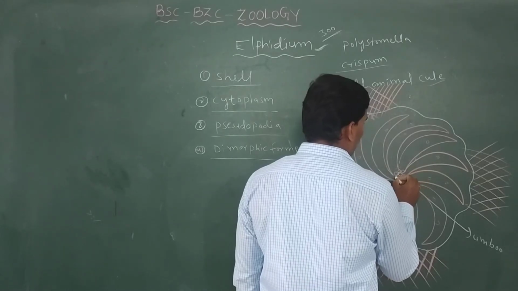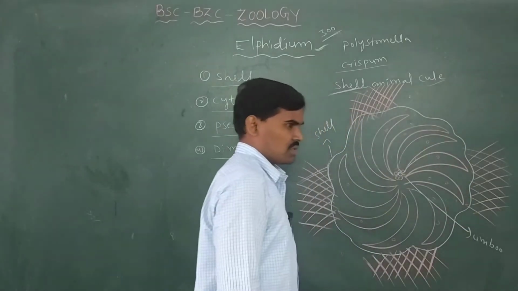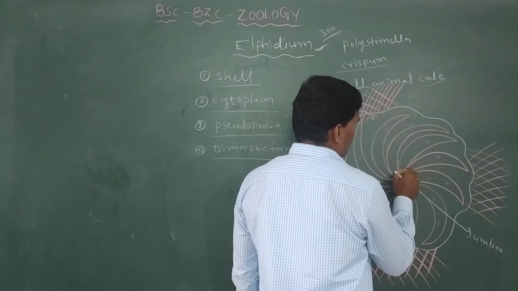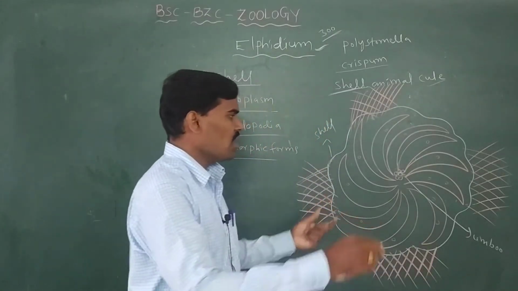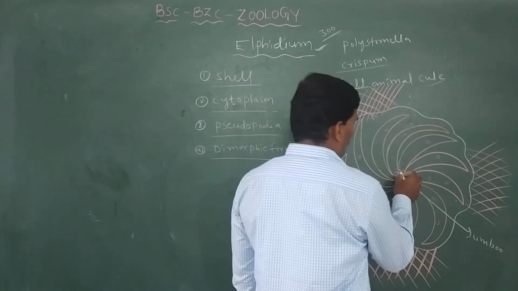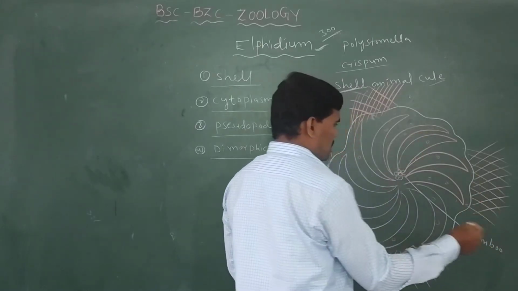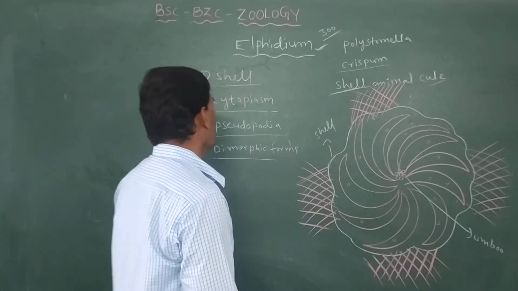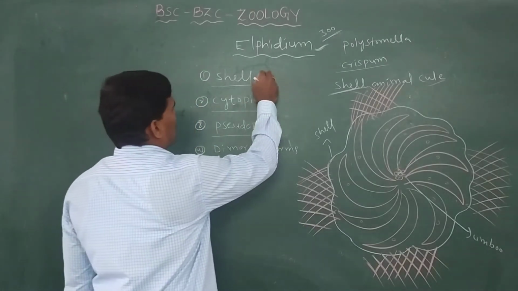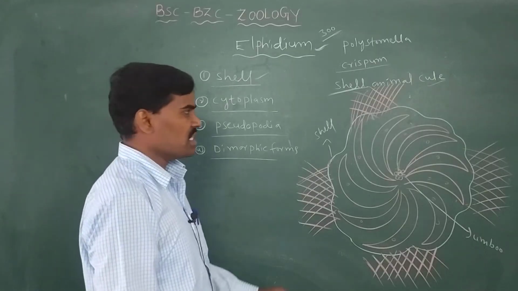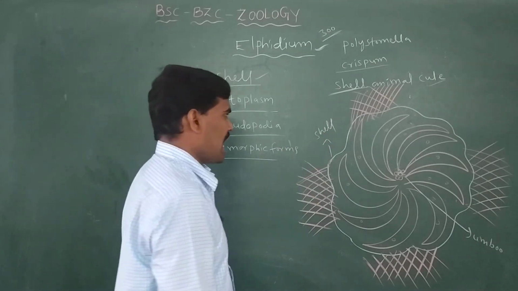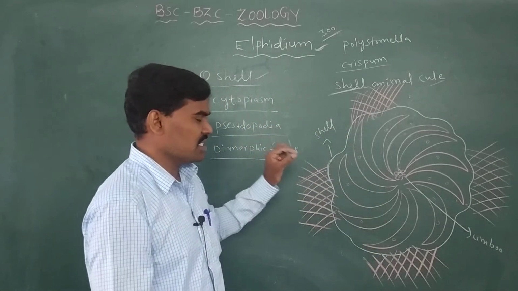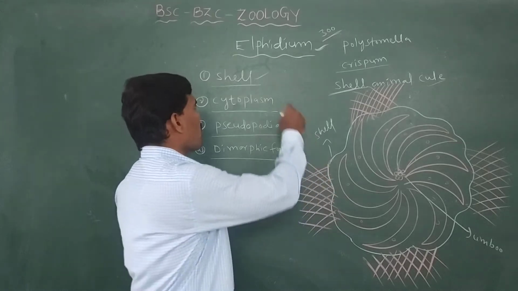Then on the outer surface many chambers are formed. The first chamber is the proloculum, and other chambers form around the first chamber, which is called the umbo. One chamber is interlinked to the next chamber. The outer surface of Elphidium is covered by a strong, rigid, translucent shell.